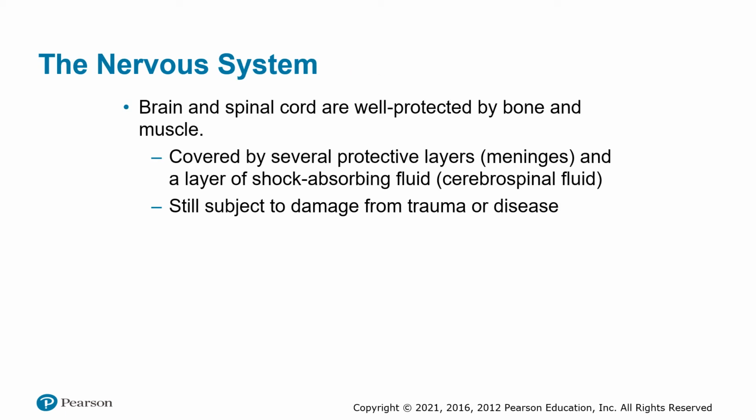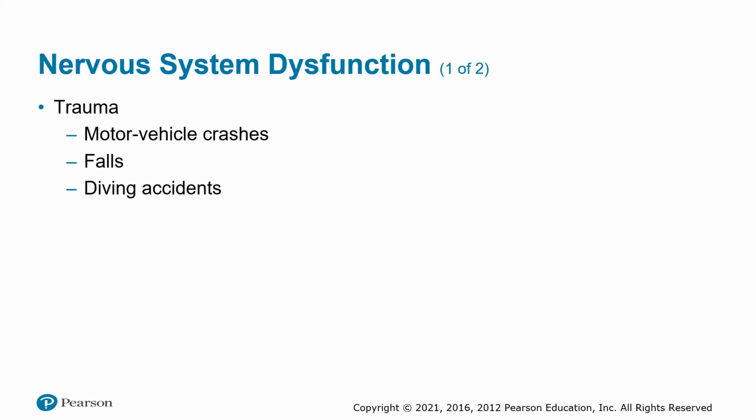The nervous system. So the brain and spinal cord are well protected by bone and muscle. They are covered by several protective layers called the meninges and a layer of shock-absorbing fluid, the cerebrospinal fluid. It is still subject to damage from trauma or disease. When we have nervous system dysfunction, it can be trauma from motor vehicle crashes, falls, or diving accidents. It's basically anything that causes dysfunction to the spinal cord or the brain.